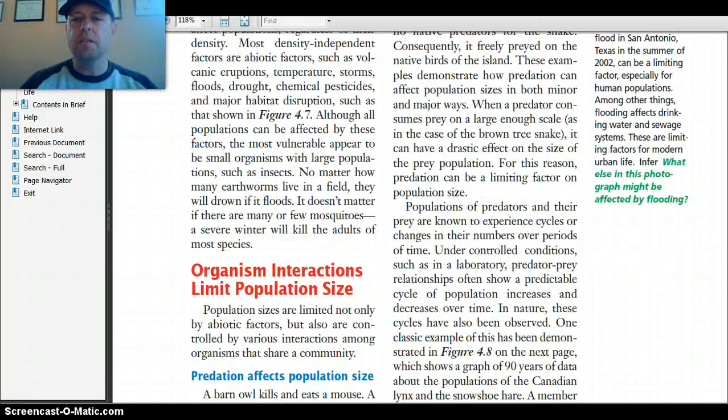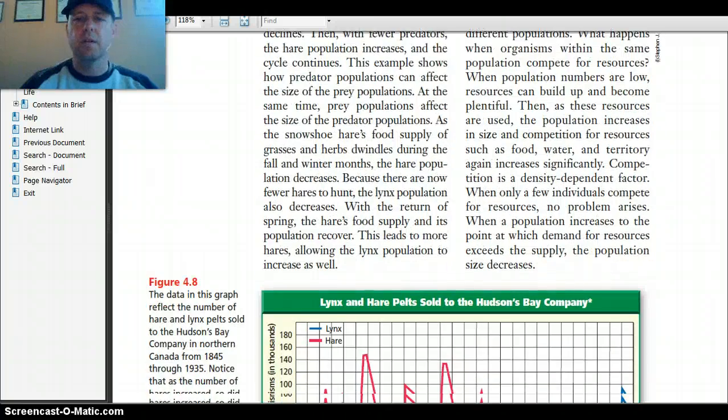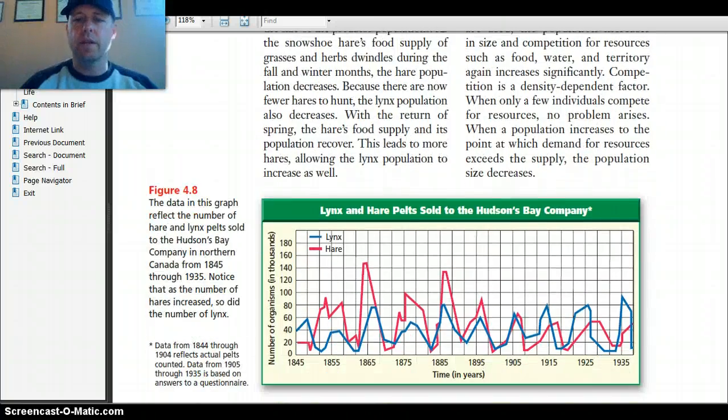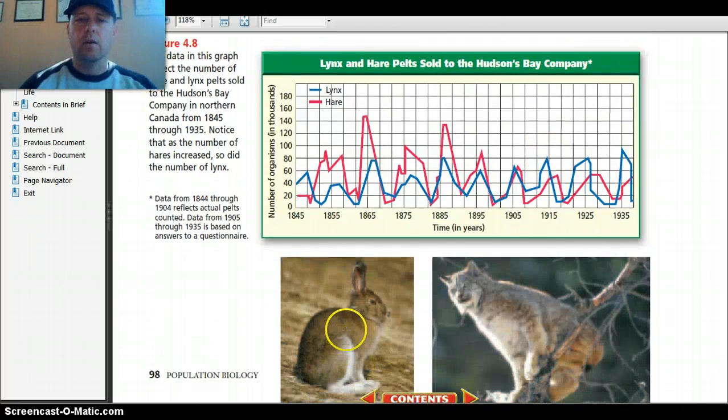The availability of food is probably the most important limiting factor. For example, if you look at this chart right here, what we'll see is the lynx and the hare. Now, you'll notice that as the hare numbers go up, the lynx numbers will follow. There's just simply more to eat. As the hare numbers go down, the lynx numbers follow. There's just not enough to eat. So availability of food is the number one factor affecting population over time.